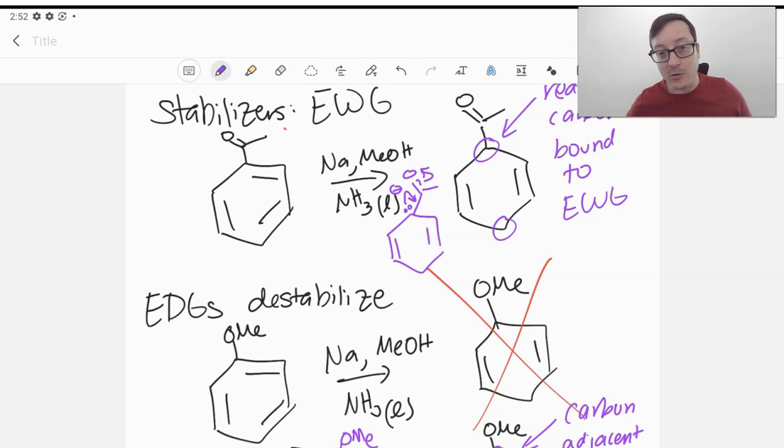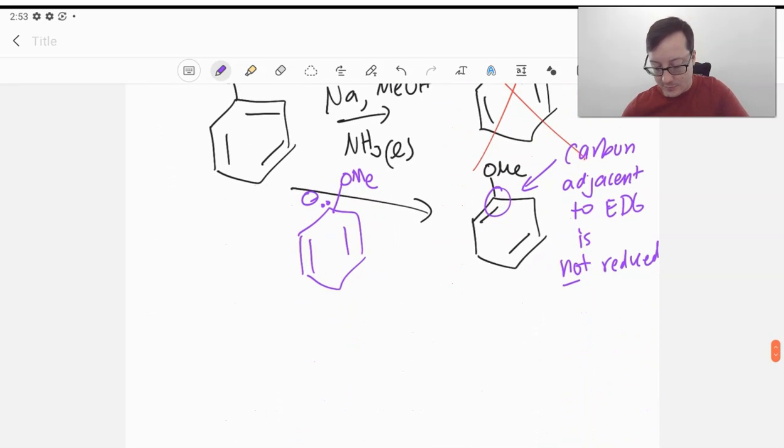If you have a donating group, even something like a methyl group, that's a donating group, we will try and reduce a different carbon, reduce something else. So notice how we've reduced one to the side. Doesn't really matter which one, as long as it's not the one directly attached to the donating group. And so, with the Birch reduction, you can selectively decide where you want those two double bonds to show up by placing your substituents on appropriately.